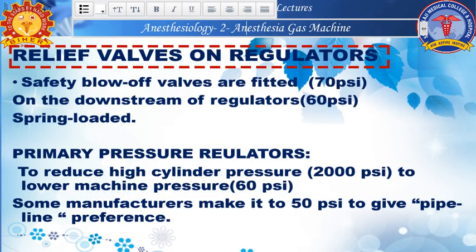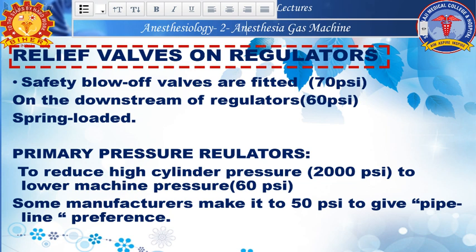We also have relief valves on the regulators, that is the safety blow valves. They are fitted at a 70 psi safety limit, and downstream of the regulators it is 60 psi. The primary pressure regulators' main aim is to reduce the cylinder pressure, particularly 2000 psi in the case of an oxygen cylinder, to the machine pressure, that is 60 psi.